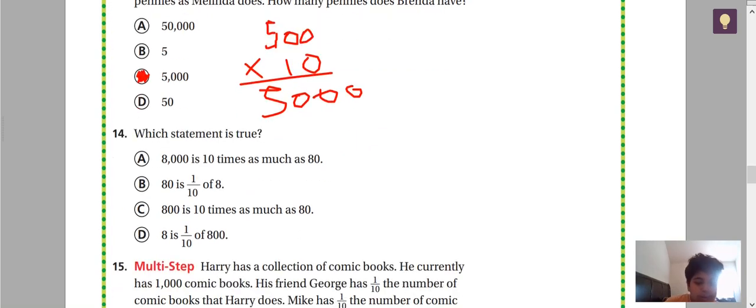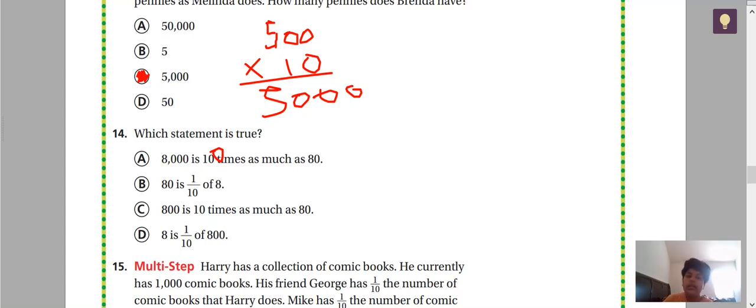Okay. So number 14. Which statement is true? 8,000 is 10 times as much as 80. 80 is 1/10 of 8. 800 is 10 times as much as 80. And 8 is 1/10 of 800. 8,000 is 10 times as much as 80? No, it's not 10 times. It should be 100 times as much as 80, because 80 times 100 is 8,000.